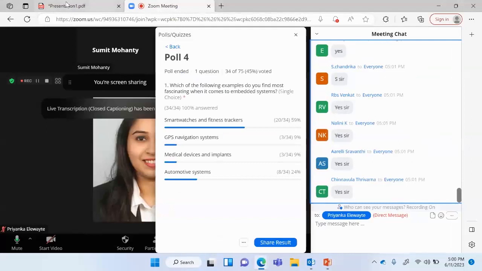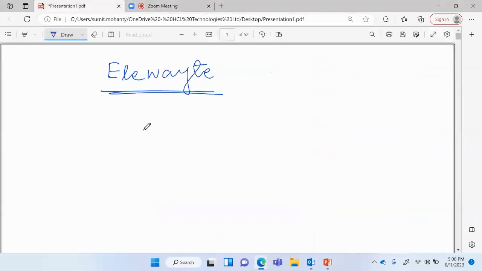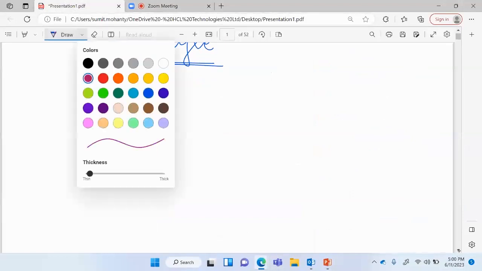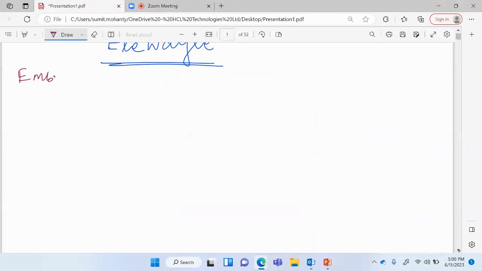Okay, fine. So basically, when I say there is an embedded system, what I need to understand is what the basic construction of an embedded system is. So let us say I want to understand. We will first understand what the important components of an embedded system are.